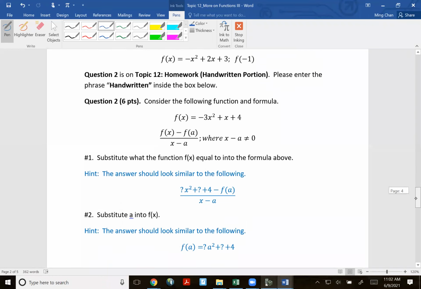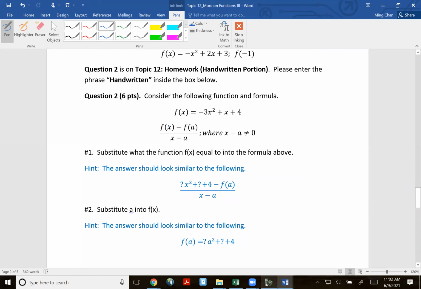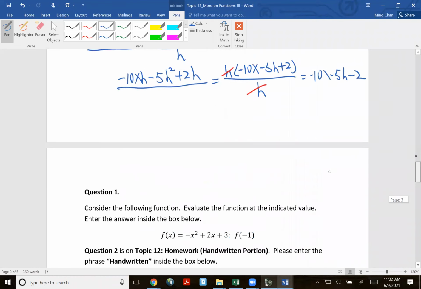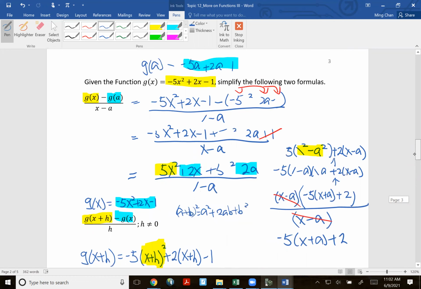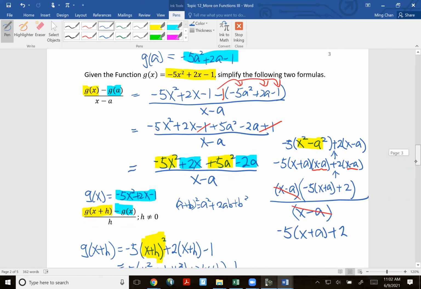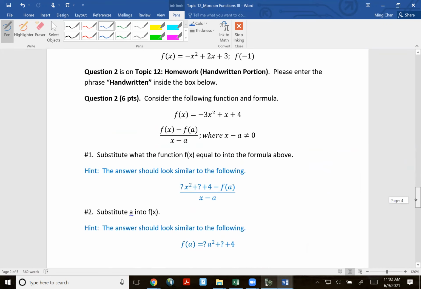All right, question number 2. Question number 2 is in steps. This is exactly the example I just did up here, but I'm doing this in steps. The first thing I want you to do for question number 2 is substitute what the function f of x is into the formula. Your answer will look like negative 3x squared plus x plus 4 minus f of a over x minus a. Just write f of a here. This is on the handwritten portion.